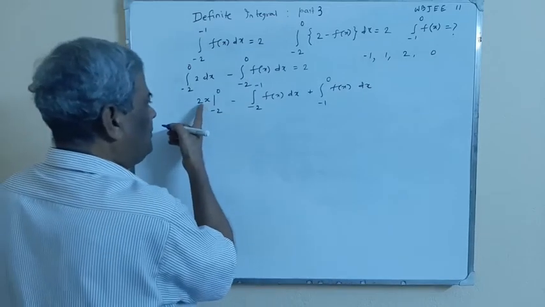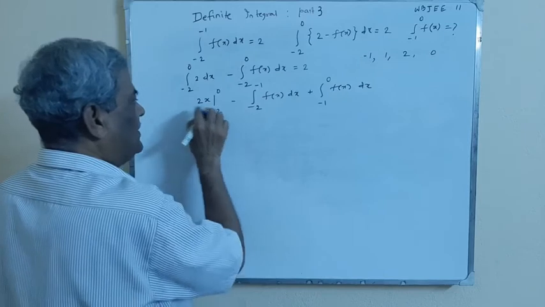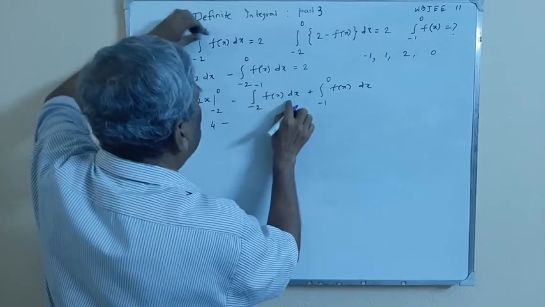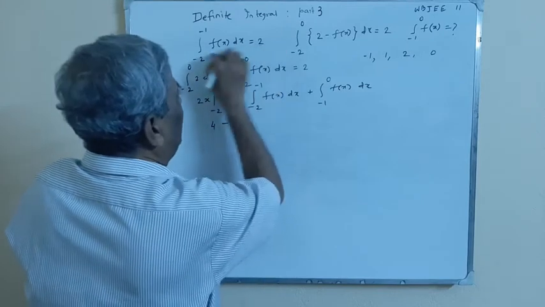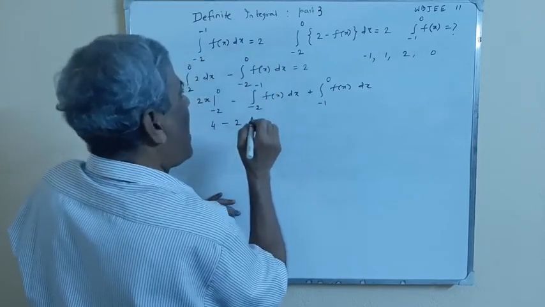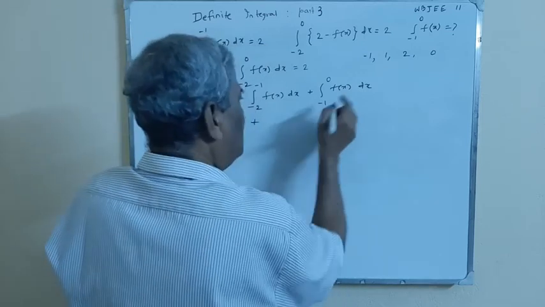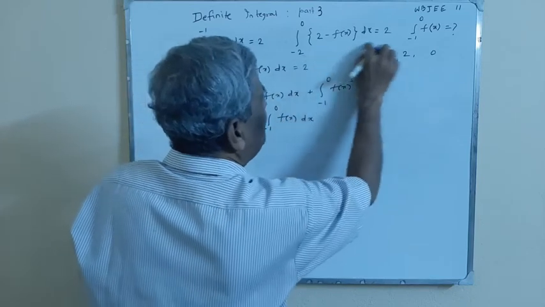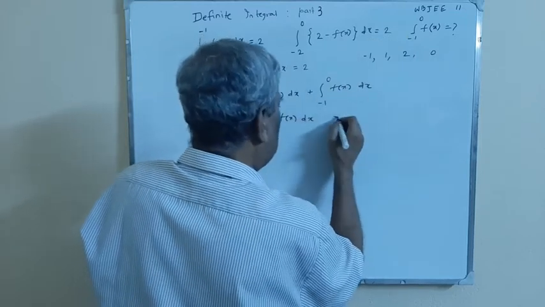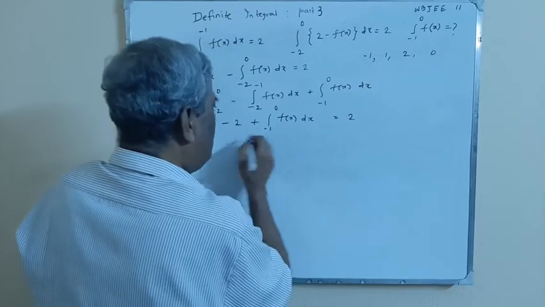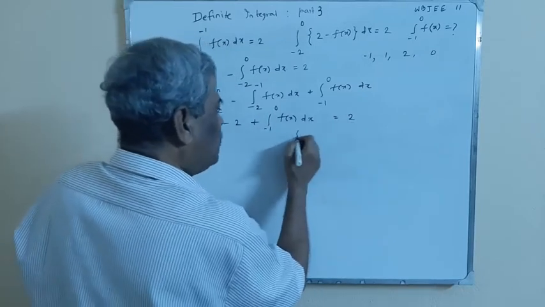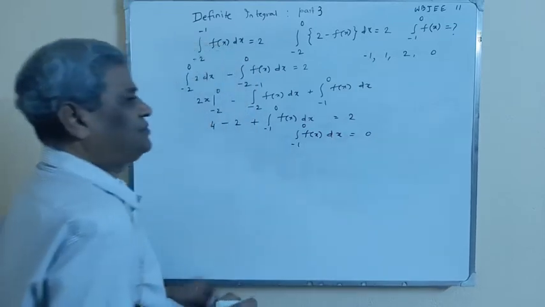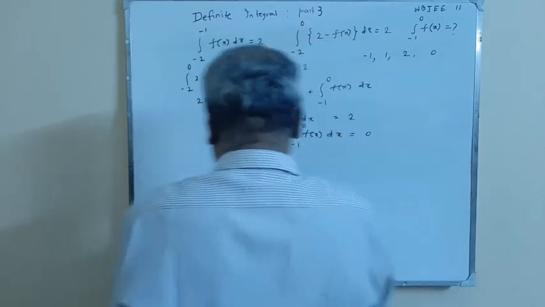So that it becomes 0 plus 4, lower limit, minus the integral from -2 to -1 of f x dx, which is also 2 as given, plus the integral from -1 to 0 of f x dx. And this is given as 2. So this is equal to 2, so that this 2 cancels with that. So the integral from -1 to 0 of f x dx is equal to 0. 0 is the answer. So this is the correct option.